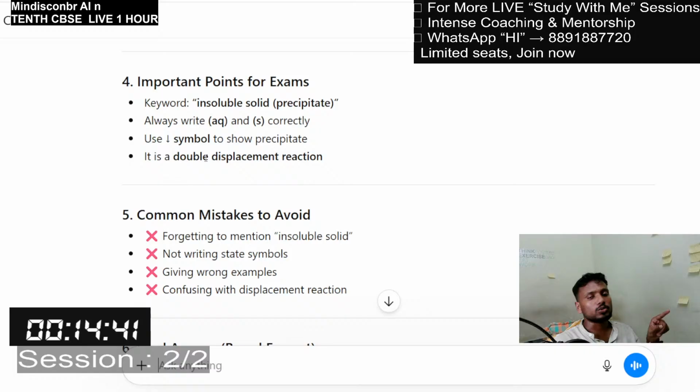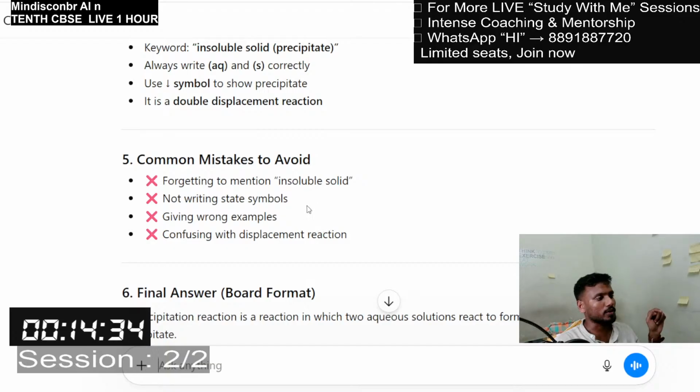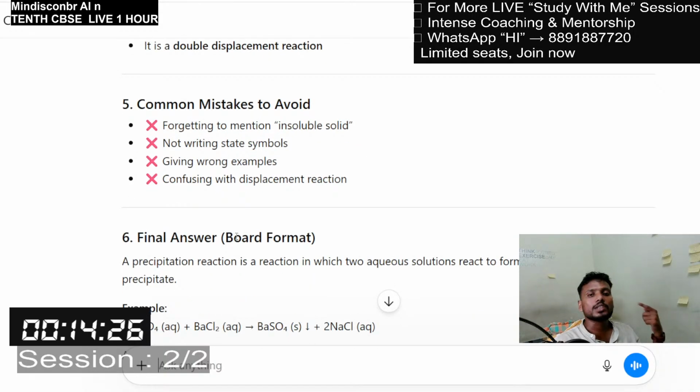Always write that symbol to show precipitate. It is a double displacement reaction. Common mistakes to avoid: forgetting to mention insoluble solid, not writing state symbols, giving wrong examples, confusing with displacement reactions.